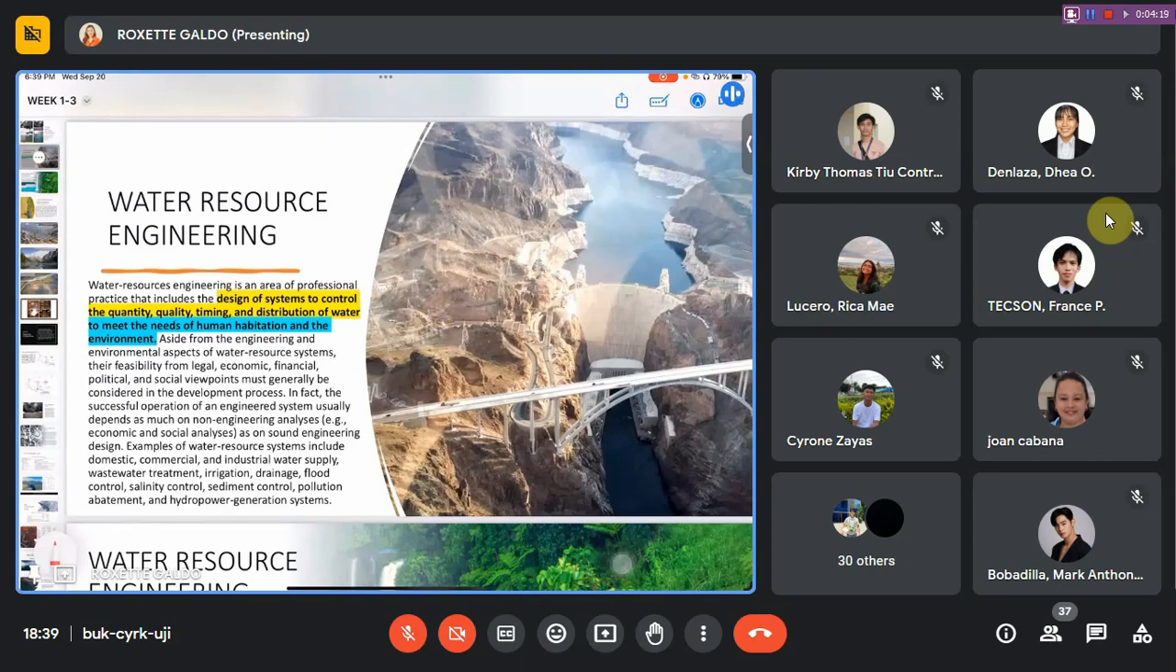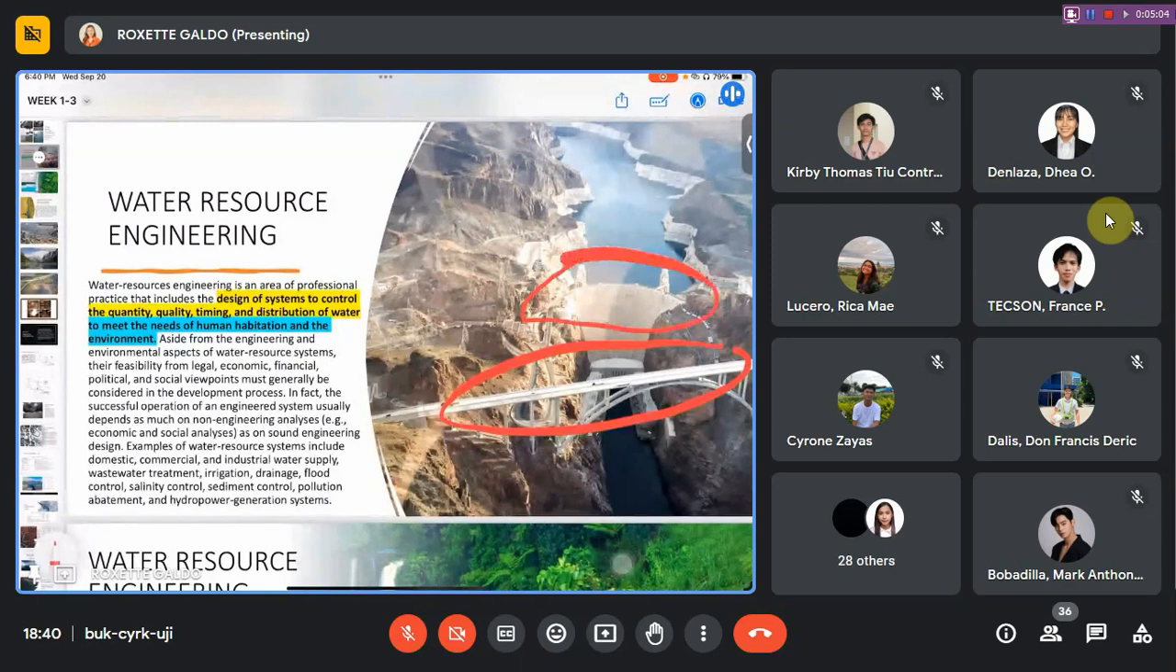So actually, in dealing with water resources systems, dili lang kay ang engineering design ang atong i-focus, no? We also have to consider the economics and the social factors of the system. So examples of water resource systems include domestic, commercial, and industrial water supply, wastewater treatment, irrigation, drainage, flood control, salinity control, sediment control, pollution abatement, and hydropower generation systems. So in this figure on your right hand side, we have here a bridge and a dam. Okay, so these are examples of water resources system since they control the quantity of water.